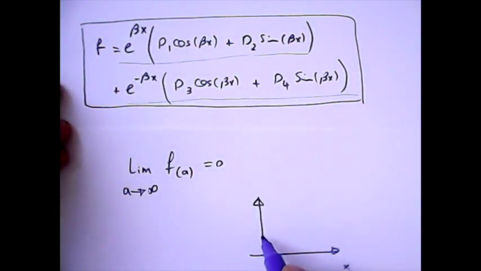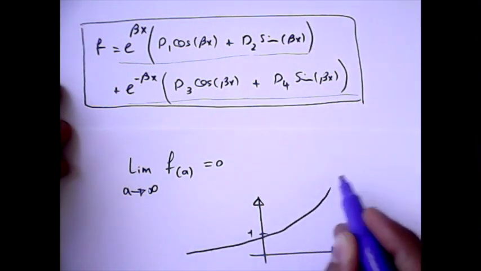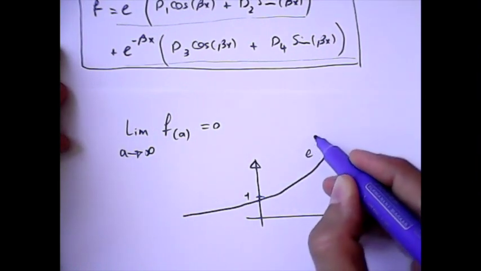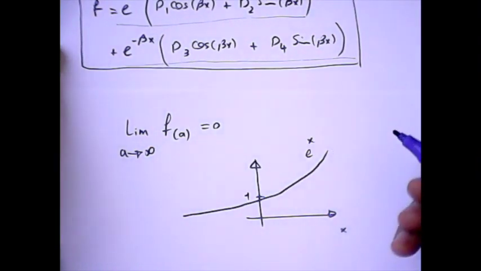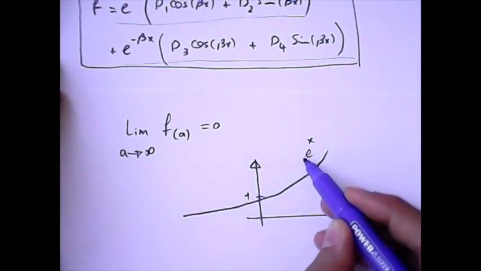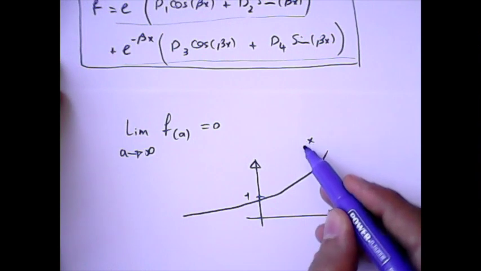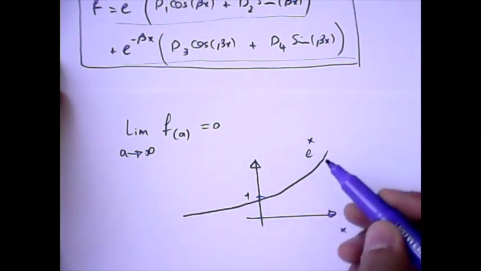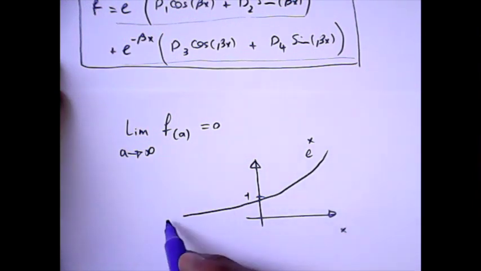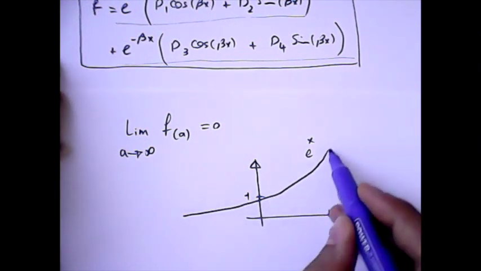Let me draw e to the power 0 is 1, and this thing comes from minus infinity and goes all the way up. So this is e to the power x. You can multiply by whatever you want here, a finite number. You can multiply the exponent by any positive number, but essentially the trend is like this. It starts from minus infinity and goes all the way to plus infinity.